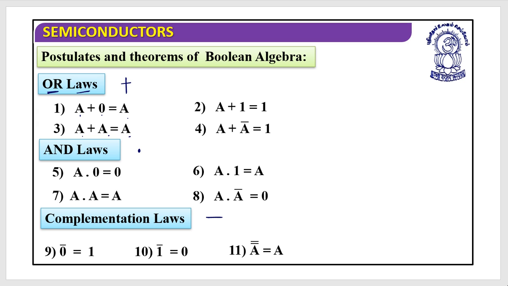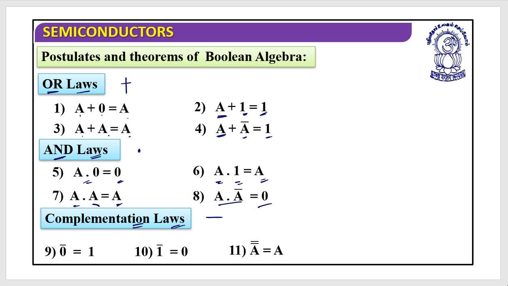Yes, and once we are done with the logic gates, you will definitely understand the meaning and applications of this. A plus 1 is equal to 1. A plus A bar is equal to 1. While we use the AND laws, it is A dot 0, which is 0. A dot A is equal to A. A dot 1 is equal to A. And A dot A bar is equal to 0.